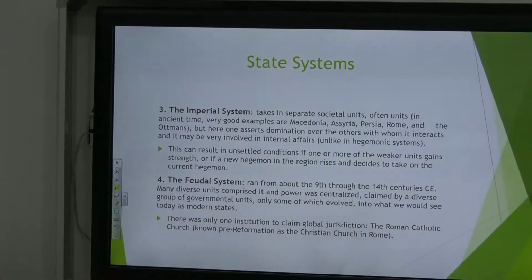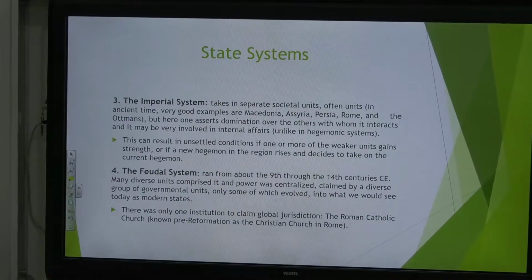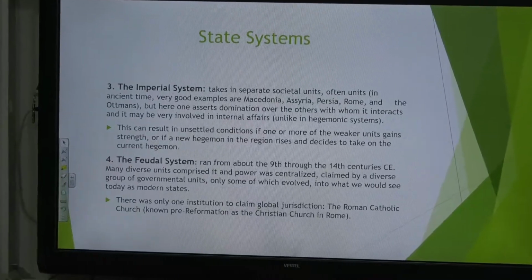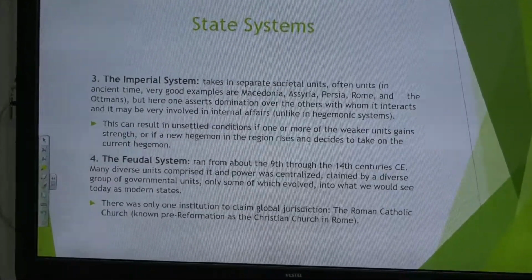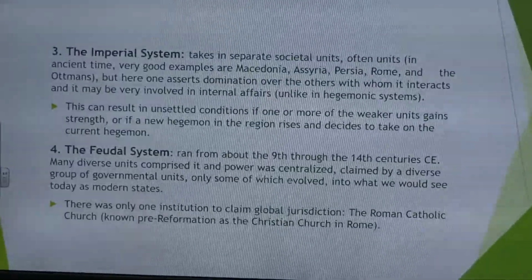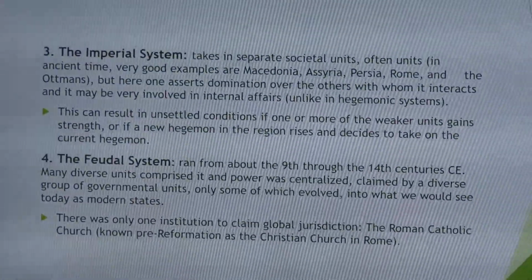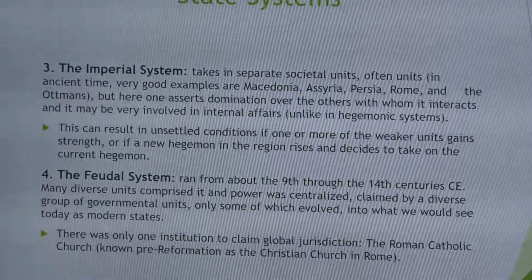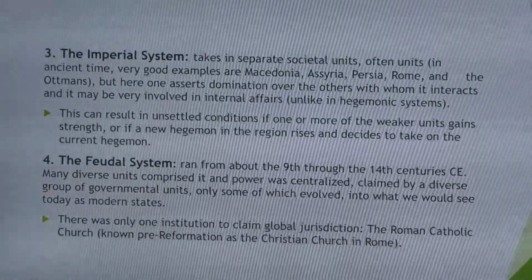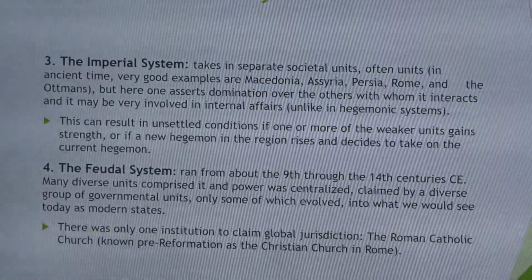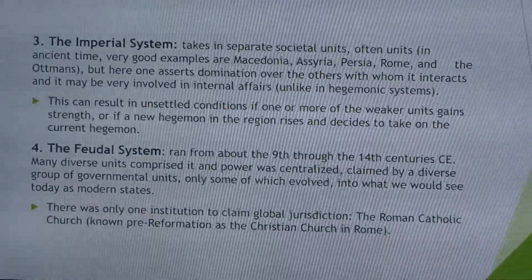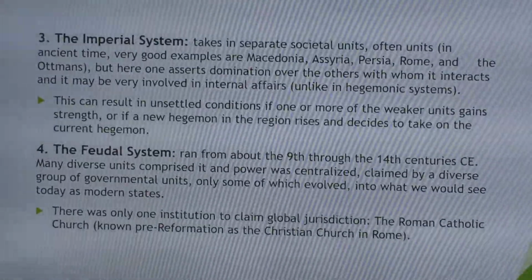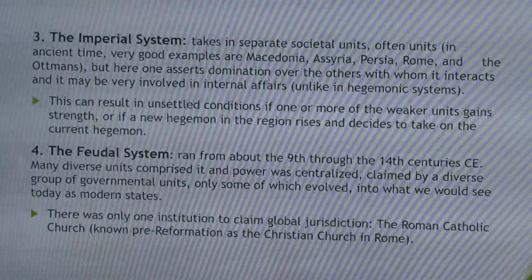Now, the third state system is the imperial system, which takes in separate societal units, often units in ancient times. Very good examples would be Macedonia, Assyria, Persia, Rome, and the Ottomans. But here, one asserts domination over the others with whom it interacts, and it may be involved in international affairs, unlike in hegemonic systems. This can very much result in unsettled conditions if one or more of the weaker units gain strength, or if a new hegemon in the region rises and decides to take on the current hegemon.